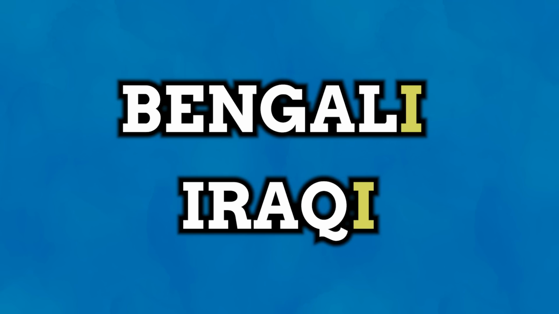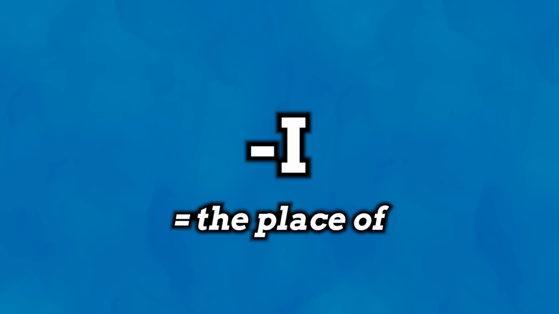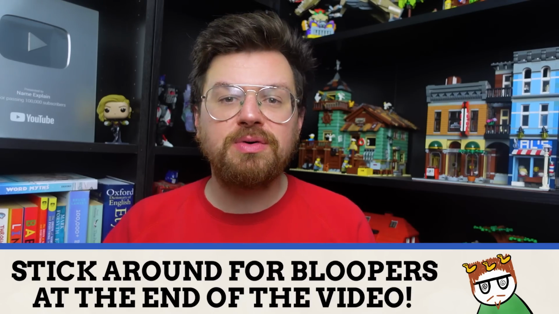The final demonym suffix I want to cover is the i one. Think of words like Bengali or Iraqi. This one is a wonderful change of pace as it comes from neither Latin or German origins, but instead Arabic. In Arabic, this suffix exists solely to mean the place of, so it adds up why it'd be used in this situation, right?